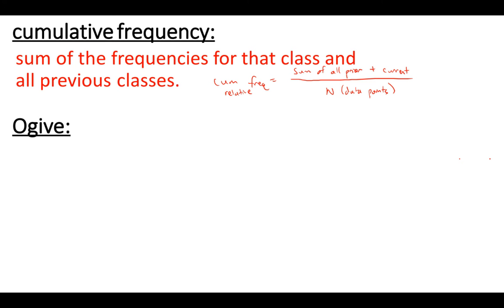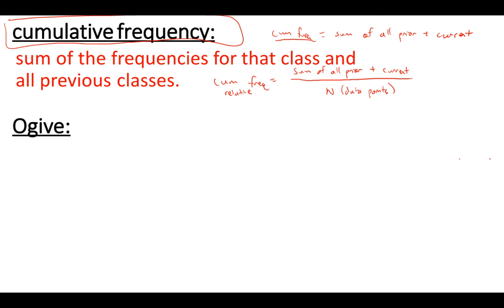If we were to just sum all of them, if we just did cumulative frequency, it would just be the sum of all prior plus current. Just a slight difference between those. On the tables, we actually did the cumulative relative frequency. A lot of big words in there, but that was the sum of that one and all the prior divided by the number of data points. If we don't actually divide, then we're just talking about the cumulative frequency. So if we do divide by the total number of data points, that's called the cumulative relative frequency.